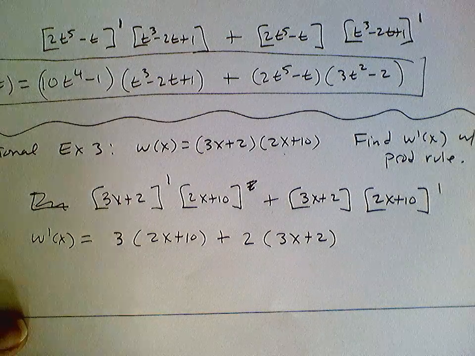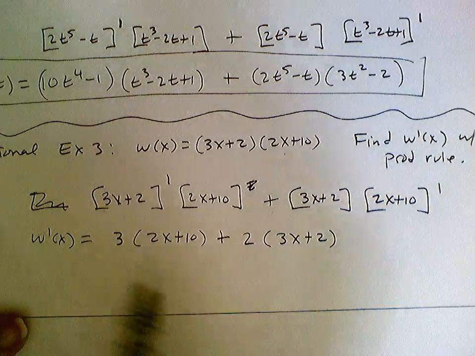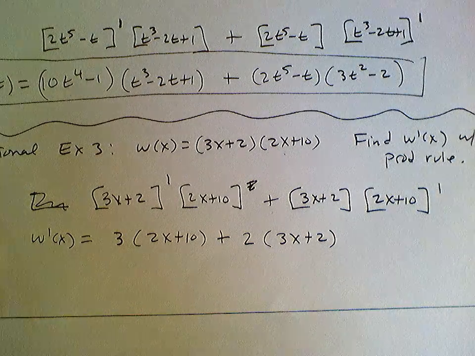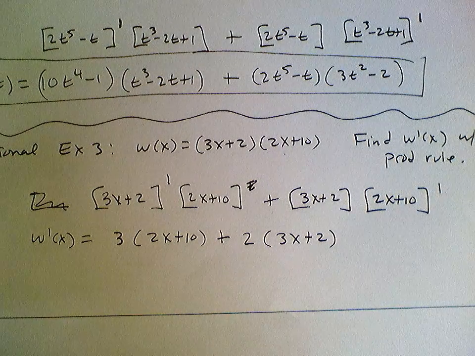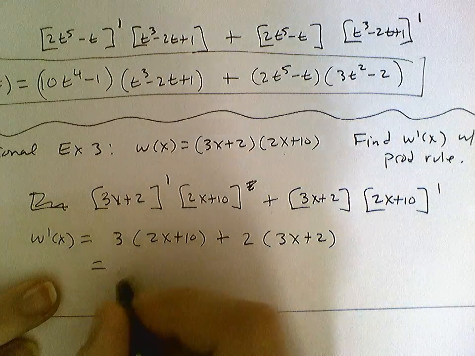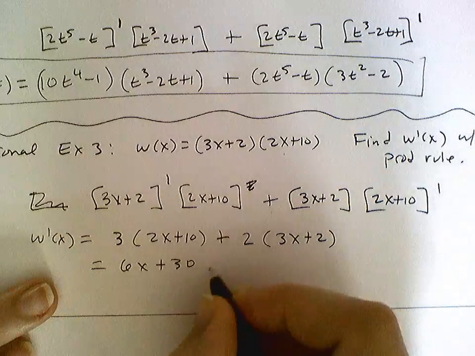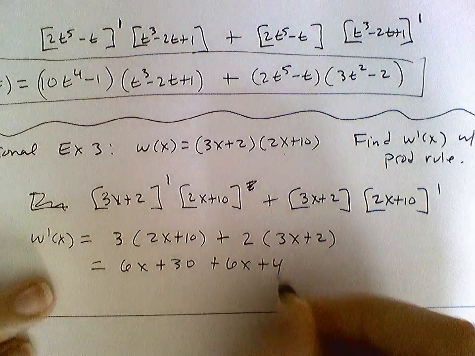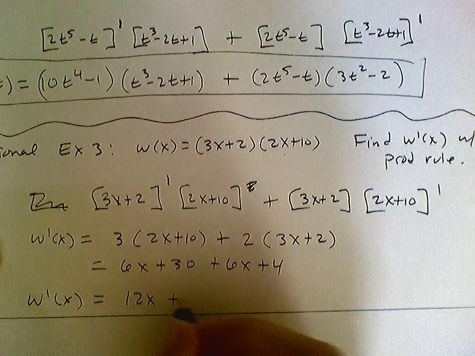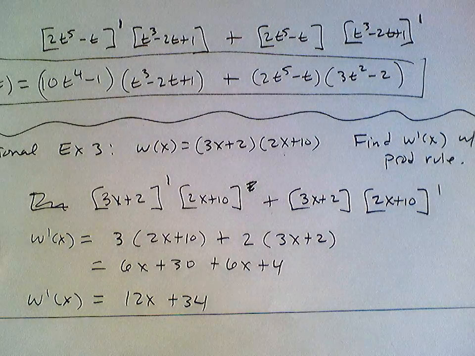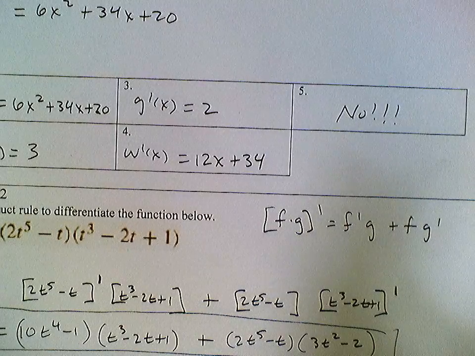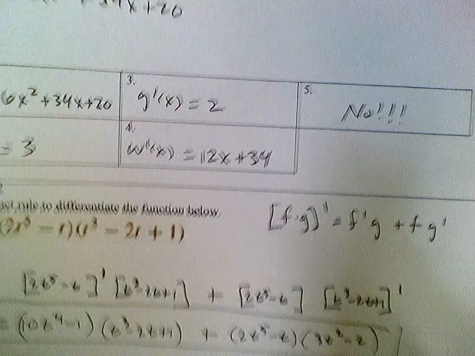All right. Now guys, you could stop here, but just so you can see that this is actually the same thing that we got when we found its derivative using the power rule in the first example, I'm just going to distribute and combine like terms. So this is 6x plus 30 plus 6x plus 4. And combining like terms, we see that this is 12x plus 34. Same thing that we got using the power rule in the first example.